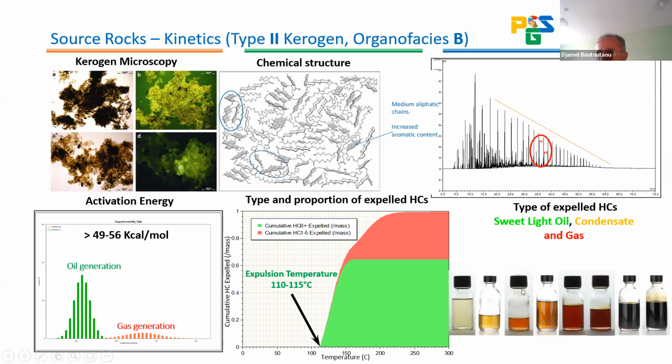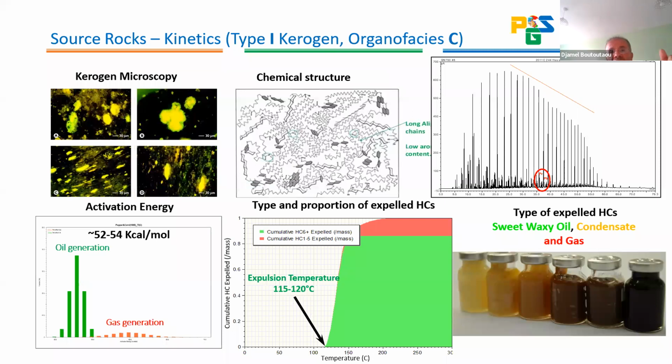And in terms of the product, you can generate sweet, light oils, condensate, and gas. So as you can see, the oils are much sweeter. API gravity, when you start to generate, you are talking about around 30 plus, 30 API gravity, and the more the source rock becomes mature, the lighter the oil becomes, the higher the API gravity. Moving now to the lacustrine source rock, which is organofacies C or type 1.